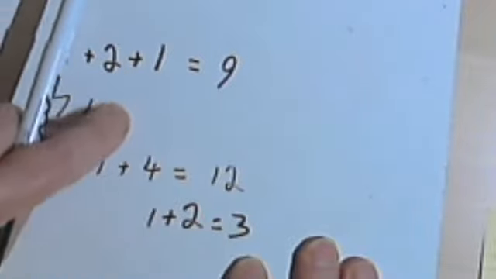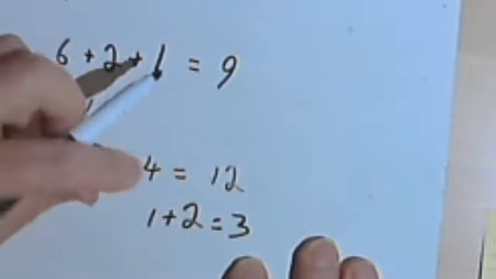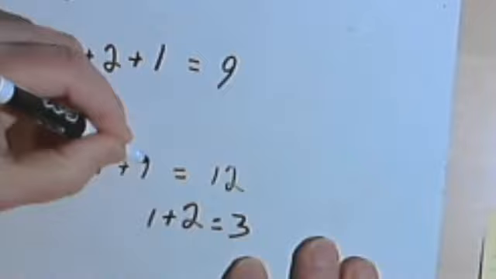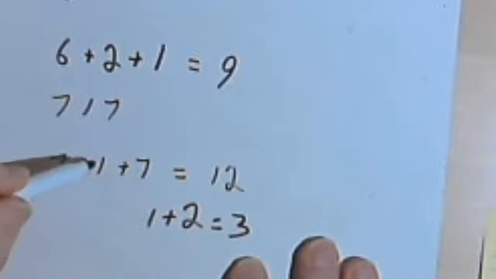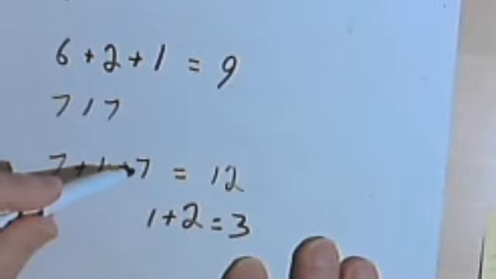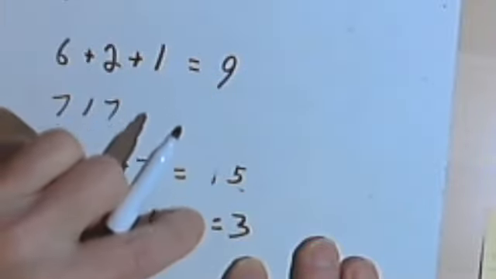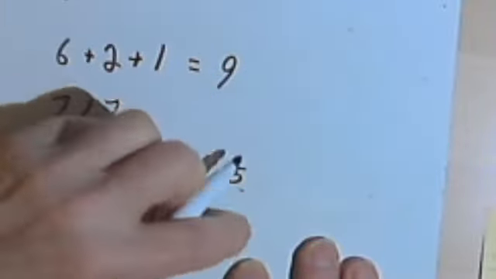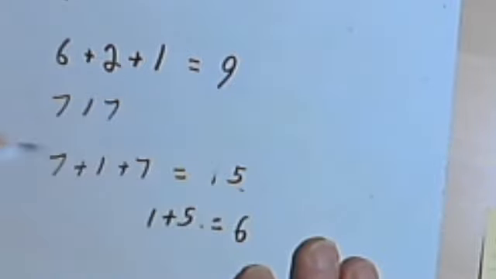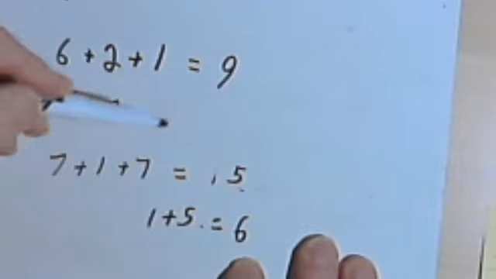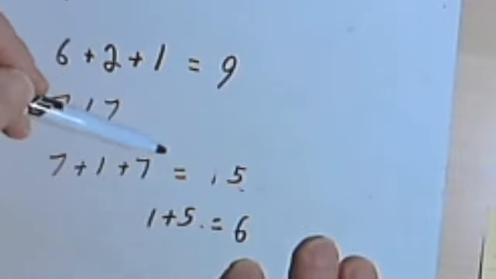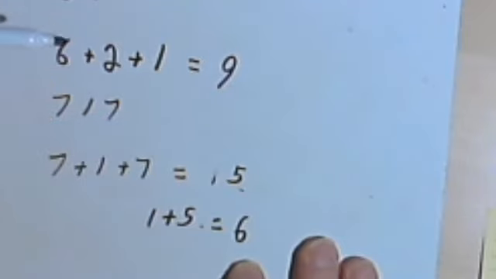If it was 717, 7 plus 1 is 8, plus 7 is 15. 1 plus 5 is 6. So this number is divisible by 3. In other words, any number that, when you go through this process, you get a 3, a 6, or a 9, that number will be divisible by 3.